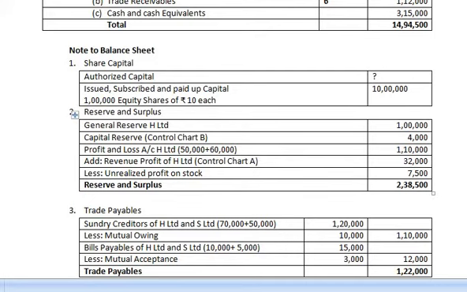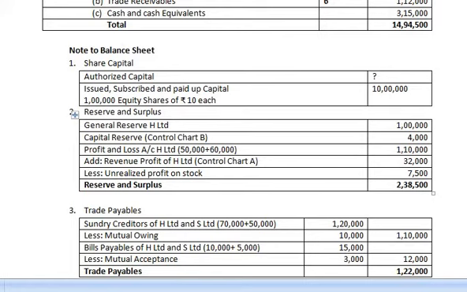The share capital, issued, subscribed and paid up capital, will be 1 lakh shares of rupees 10 each. That is the share capital of H Limited, which is 10 lakhs. So the face value is 10 rupees each. Then under reserve and surplus, we have to take the general reserve of H Limited, which is 1 lakh. You can see this from the problem itself.